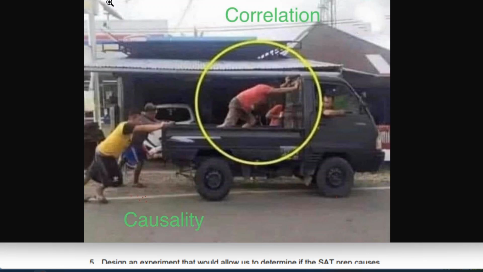Here's another one. This is kind of fun. Correlation and causation. We've got the guy up here on the flatbed truck. He's pushing the front of the truck. He's not really doing anything, and the people in the back here are pushing the back of the truck. They're actually causing the truck to move. Just because there is a correlation between the guy on the flatbed pushing the car and the car moving forward doesn't mean he's causing the car to move forward.